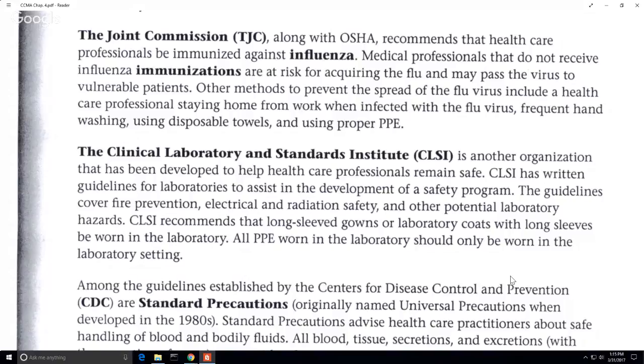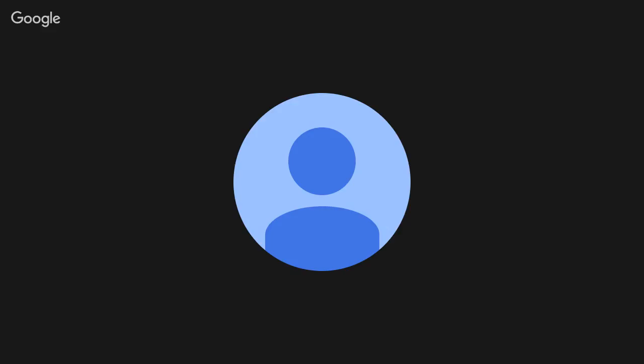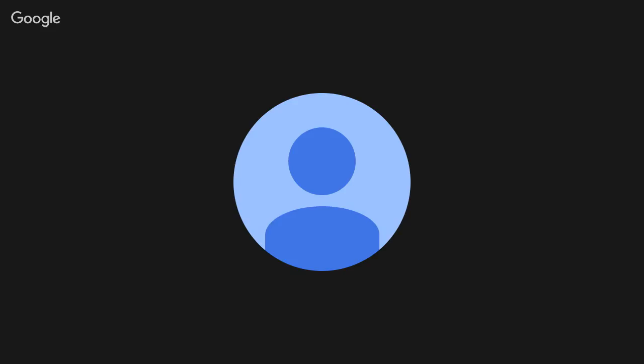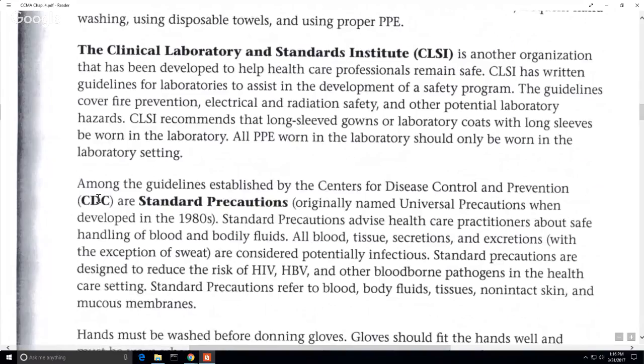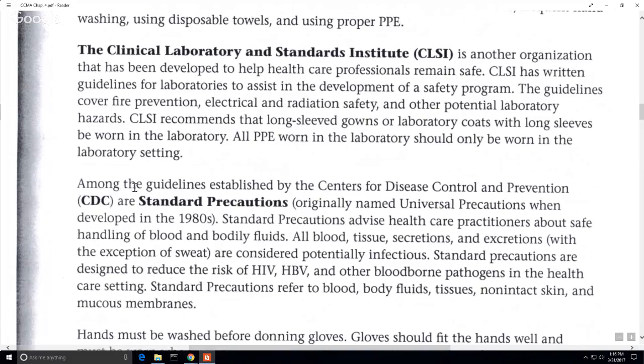Now, among the guidelines established by the Center for Disease Control and Prevention. Remember one thing. This is one of the questions they're going to ask. Okay, wait, let me highlight it. OSHA provide guidelines, clinical laboratory standards. Where's the question? Second paragraph. Among the guidelines established by Center for Disease Control and Prevention.